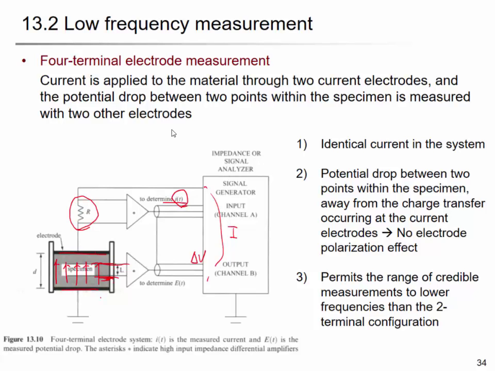But the potential drop between two points within the specimen, away from the charge transfer occurring at the current electrode, is obviously a really good advantage. So it generates a more credible measurement than the two-terminal configuration.